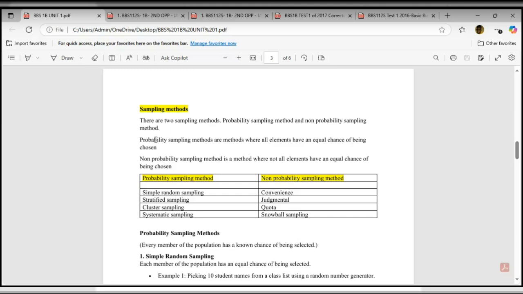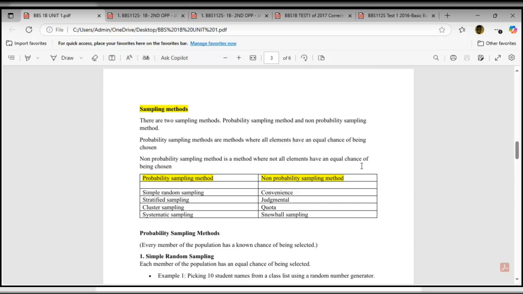However, non-probability is the opposite. It means the sampling is done in such a way that it might disadvantage some of the participants. In other words, the elements do not have an equal chance of being chosen. So first things first, I want you to know the difference. Probability: the elements have an equal chance of being chosen. Non-probability: the elements do not have an equal chance of being chosen.